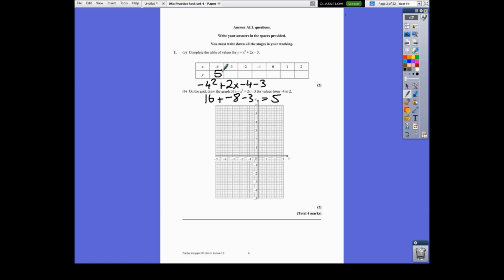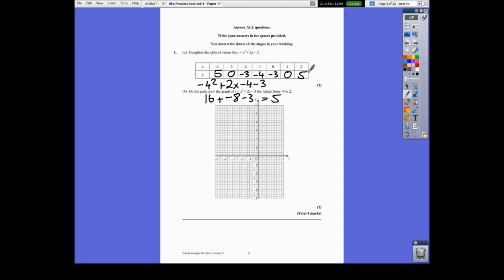Now this is a calculator paper, so you can just put that into your calculator and work all of these out. So to speed things up, the next numbers would give you 0, minus 3, minus 4, minus 3, 0 and 5.